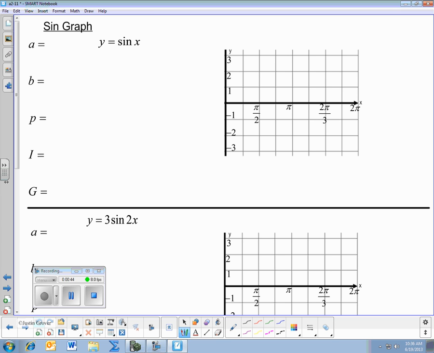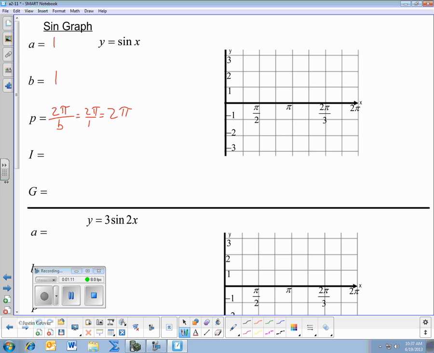Now, the A stands for your amplitude, the coefficient of the function. In this case, for y equals sine x, that is 1. B is your frequency, that's the coefficient of x, also 1. Period is 2 pi divided by b. And so in this case, that's going to be 2 pi over 1, which is just 2 pi.